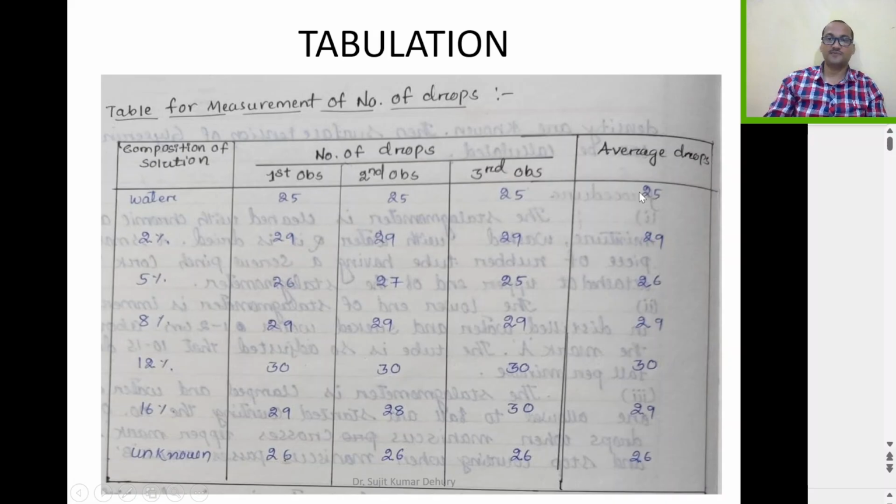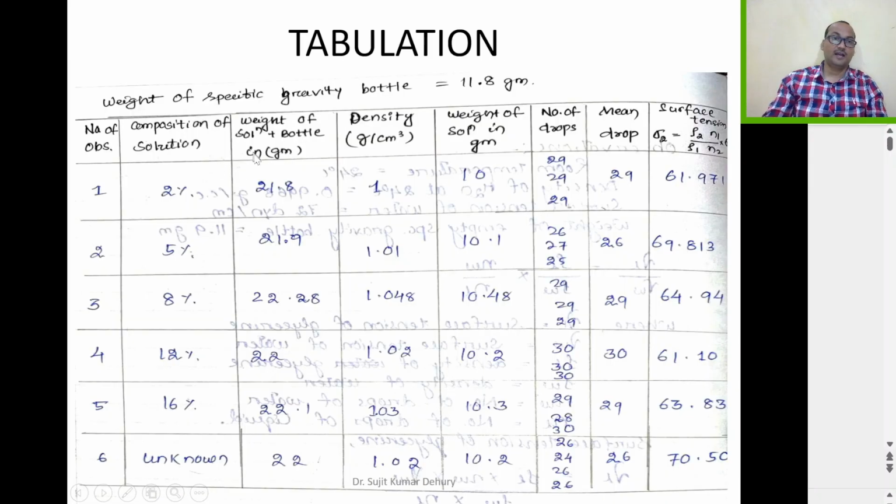And here is some dummy data for the number of drops from the stalagmometer for each composition. For water it is found to be 25, for the unknown solution it is found to be 26 drops. And here we also found out the density for each composition of solution. For the unknown solution the density is found to be 1.02 and the surface tension is 70.50.